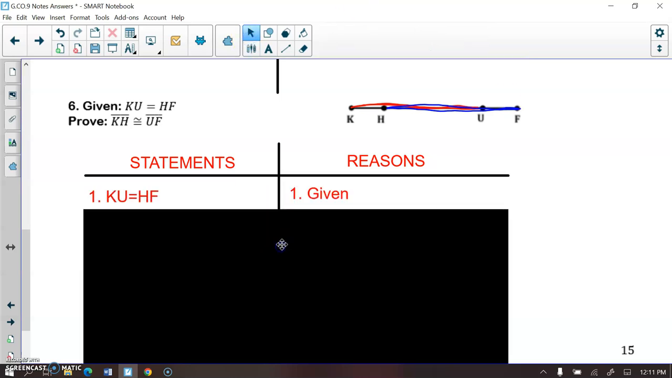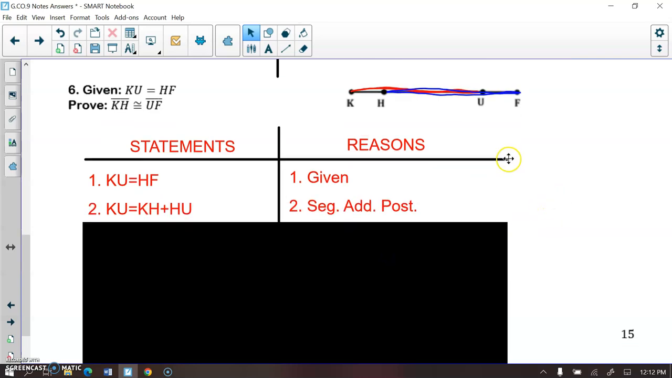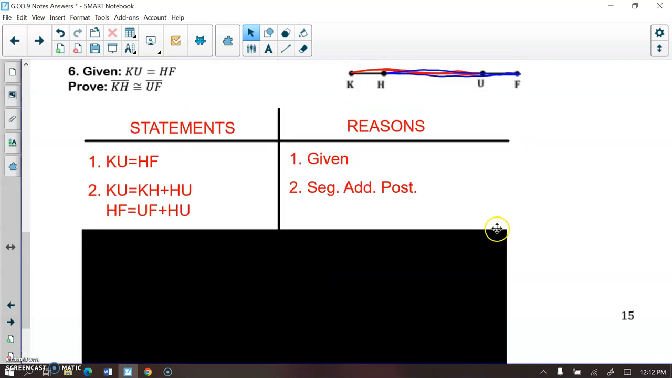So our first statement is our given. KU is equal to HF. And this is pretty similar to a couple of problems ago when we used segment addition postulate. We're going to do that again. So to get KU, that is KH plus HU. But in the same statement, to get HF, that is UF plus HU. That's the segment addition postulate.